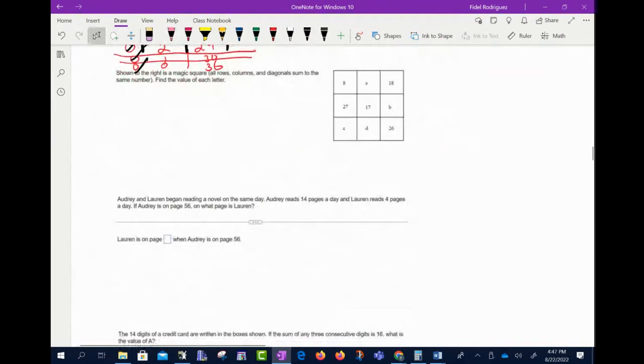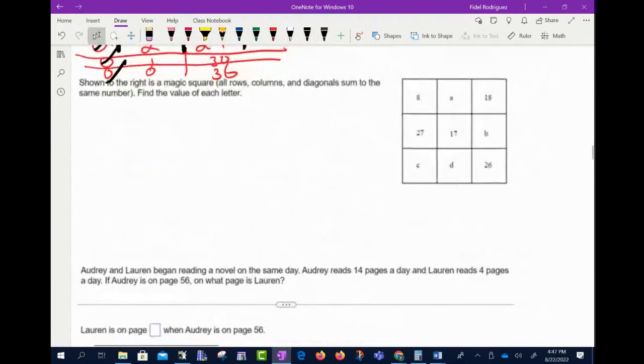All right, so the next problem here says, shown to the right is a magic square. All the rows, columns, and diagonals sum to the same number. Find the value of each letter. Okay, so what does that mean? When it says that they sum the same number, whether I add going left to right, or whether I add going up and down, or even if I add on the diagonal, all those should always be the same number.